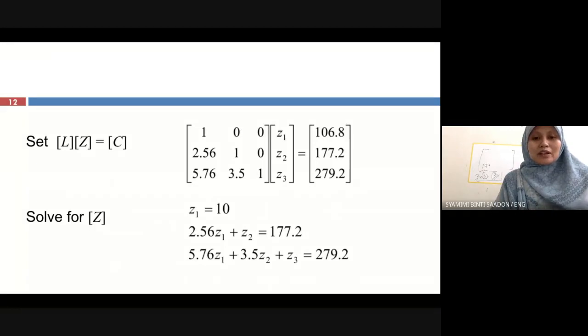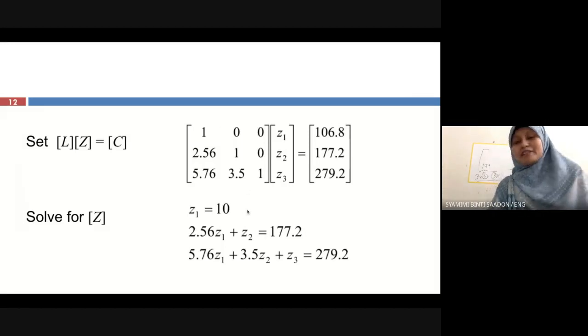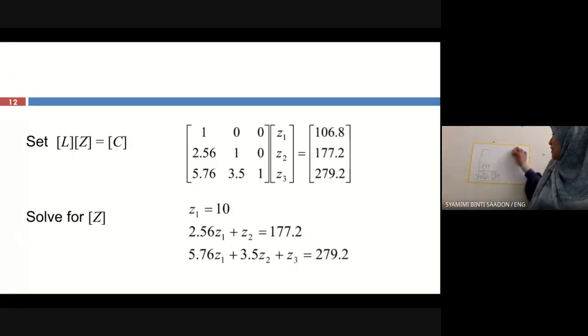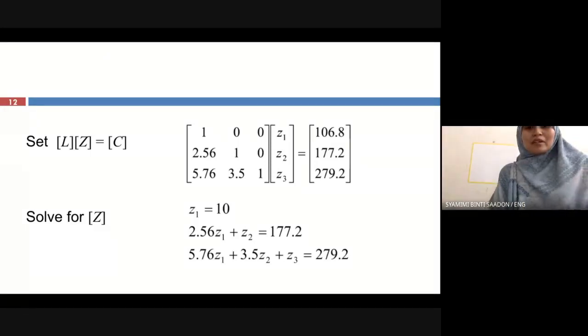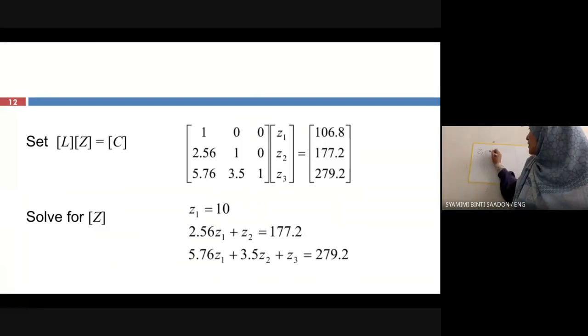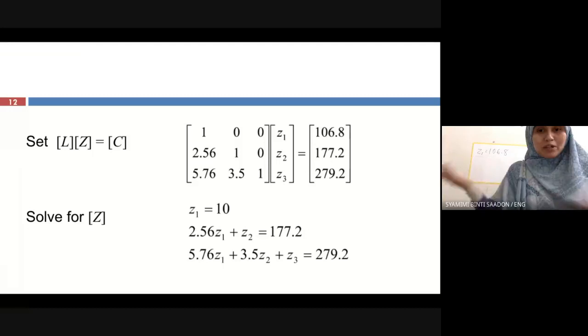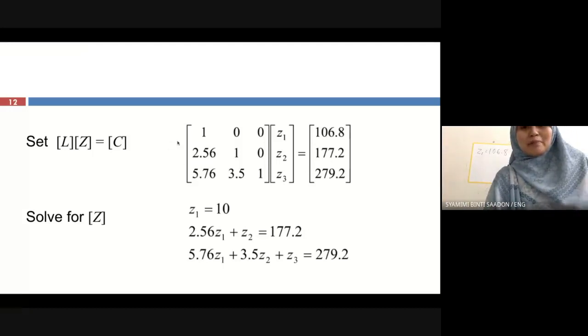For the first line, there is an error. It's actually Z1 equals 106.8, not 10. So you have Z1 equals 106.8, because 1 multiplied with Z1, and then 0 multiplied with Z2 and 0 with Z3, so 0.